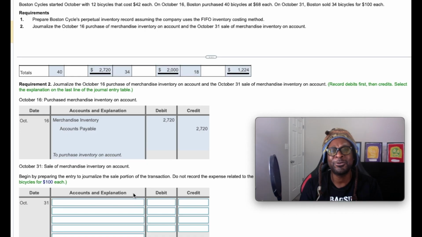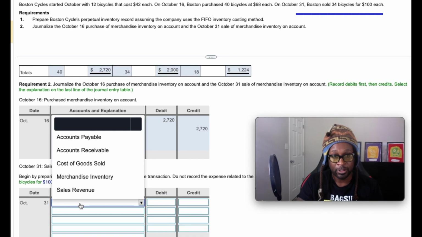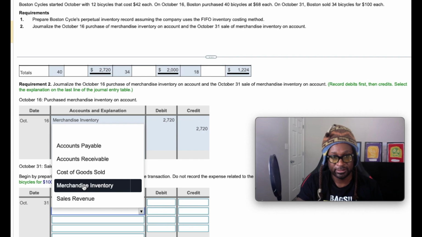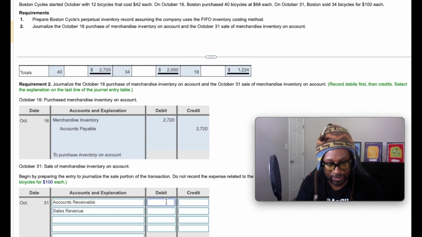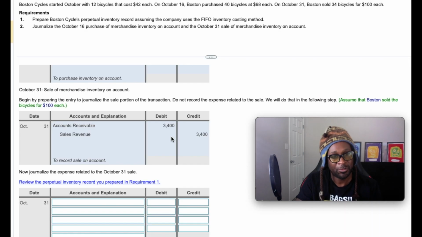So let's account for the revenue first. Now remember, gang, that sale on October 31st was for $100 each. And that's the selling price, which means that's the revenue that was earned. Therefore, we're going to debit accounts receivable to record this sale and credit sales revenue for the 34 units times $100, which will give us a total of $3,400. We're going to check the answer. Excellent job, gang. But we're not finished.